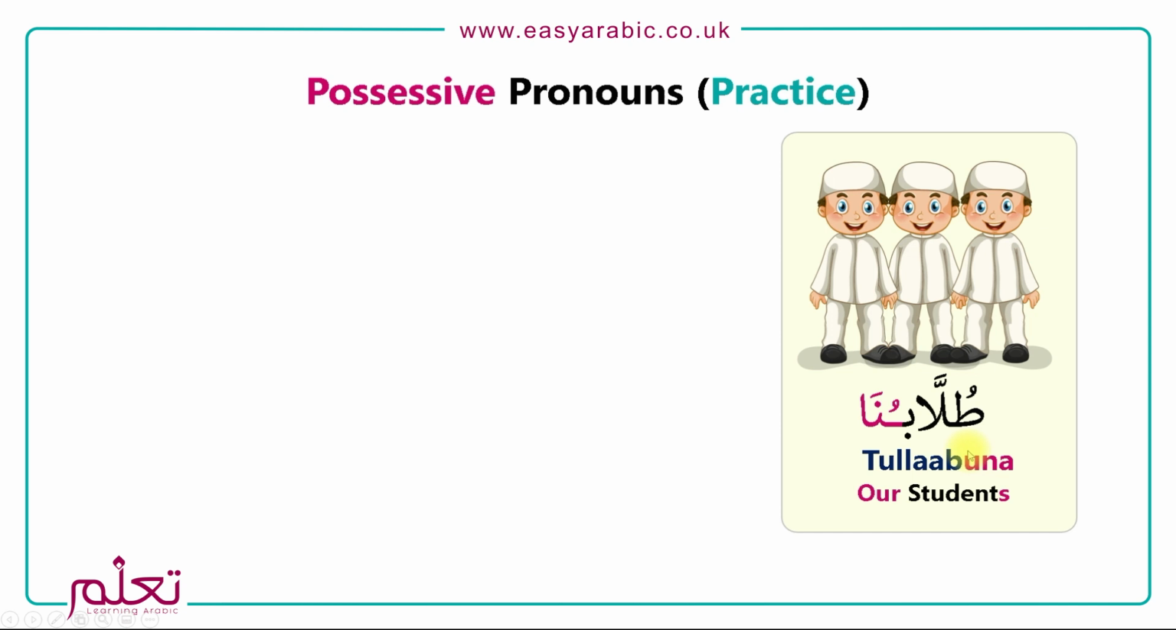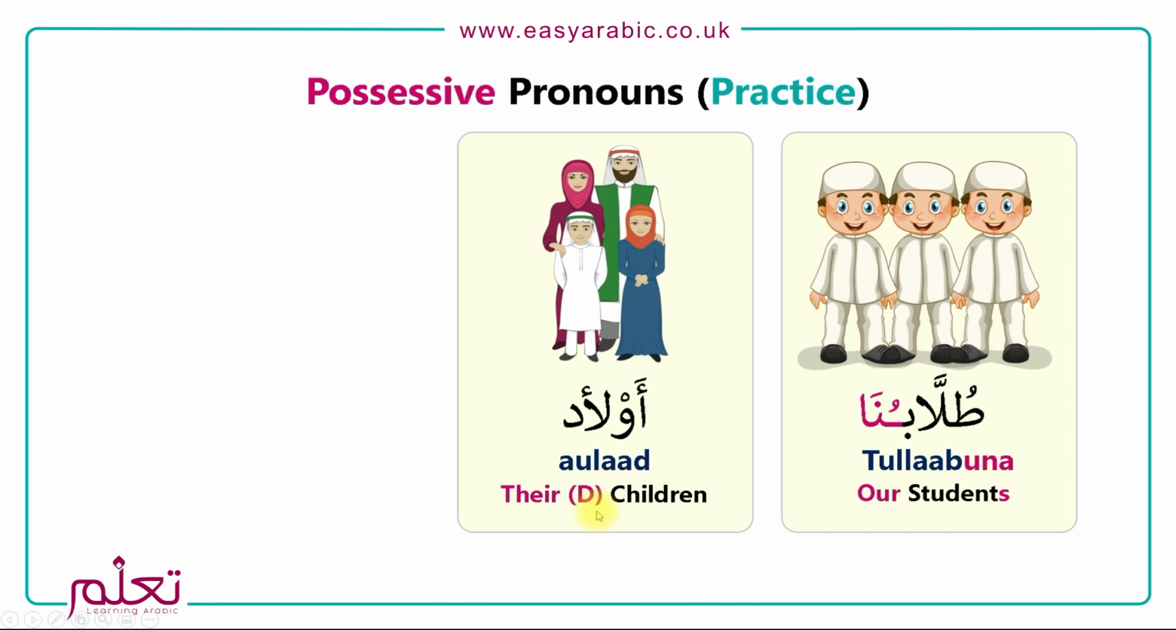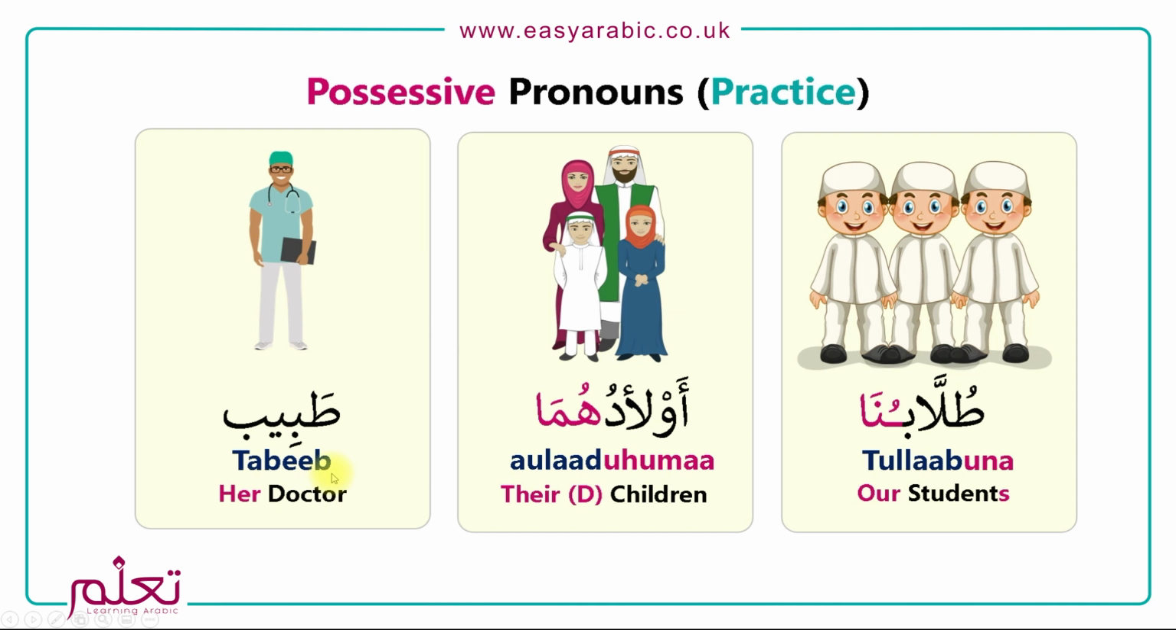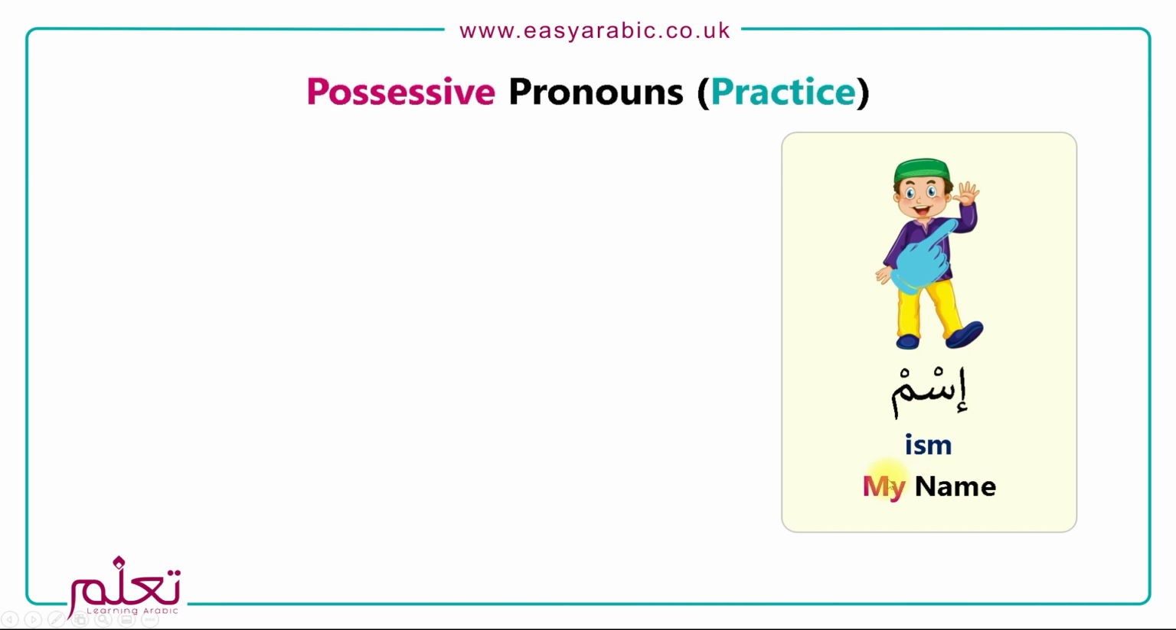Next one is awlad. So we are saying their dual children. So there's two of them and two of them. So we want to say their two children. It would be awladuhuma. Next one is tabib. Doctor, we say her doctor would become tabibuha. Then we have ism, which is name. So my name would be ismi.